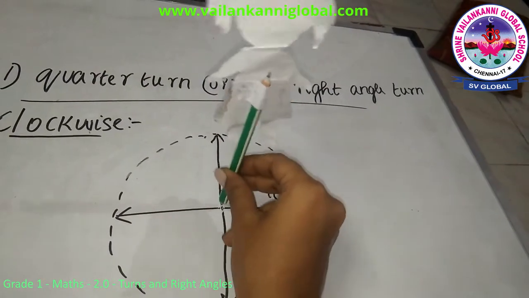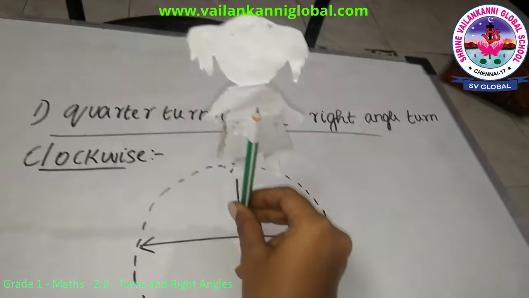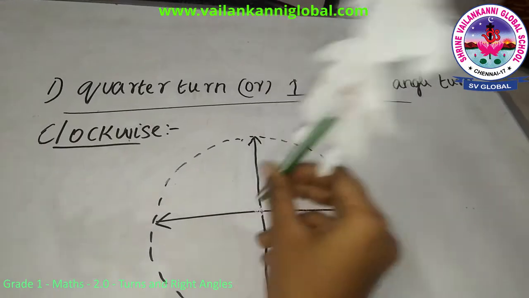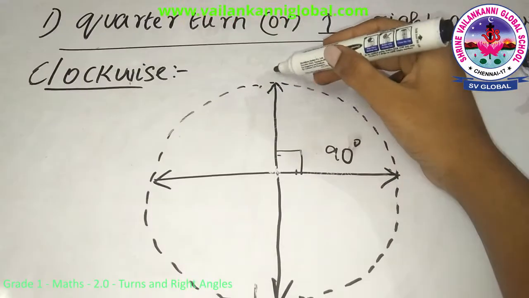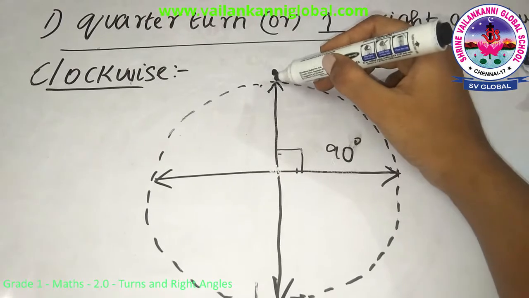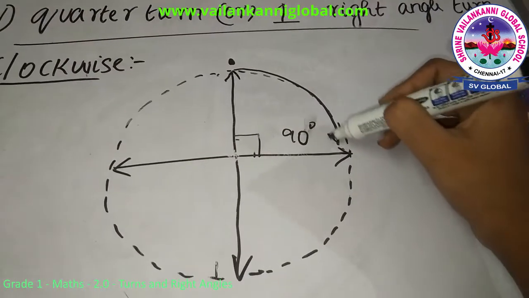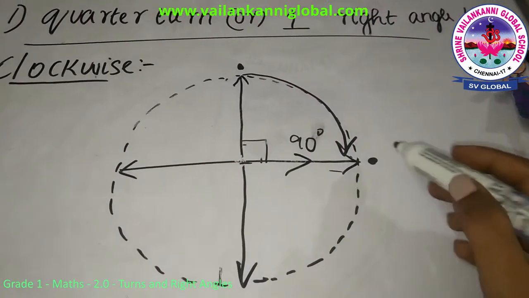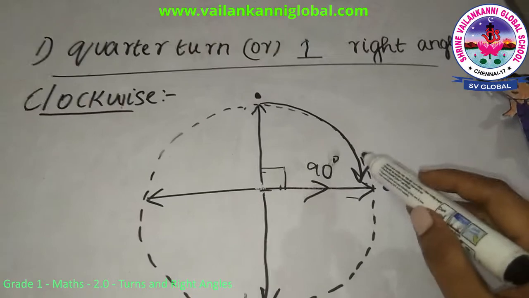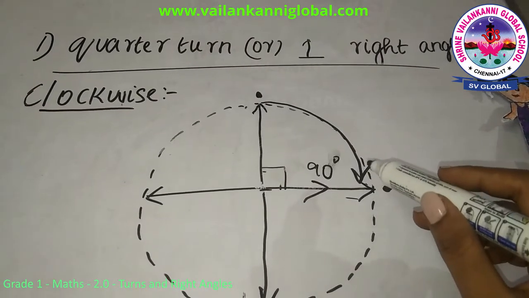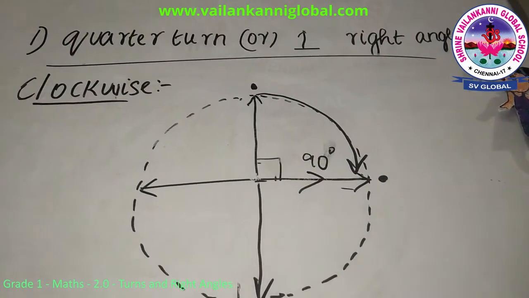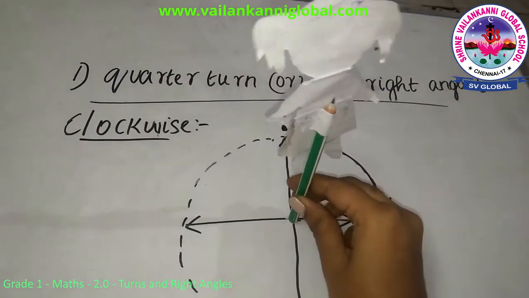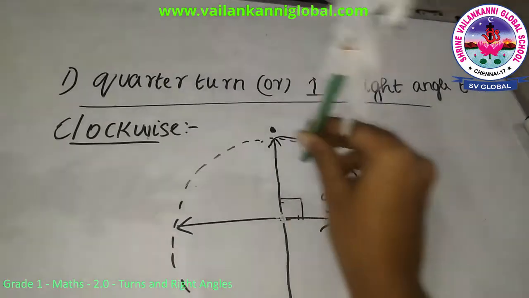So previously she was facing the front direction. Now she has made a quarter turn. Now she's facing towards the right. So first Tina was facing this direction. Now she made a quarter turn and now she is facing in this direction. So she made one quarter turn, which is also called one right angle turn, and she is facing this side. So she made a quarter turn towards the clockwise direction.